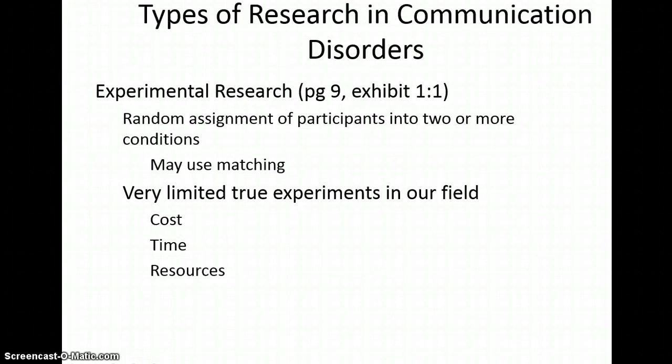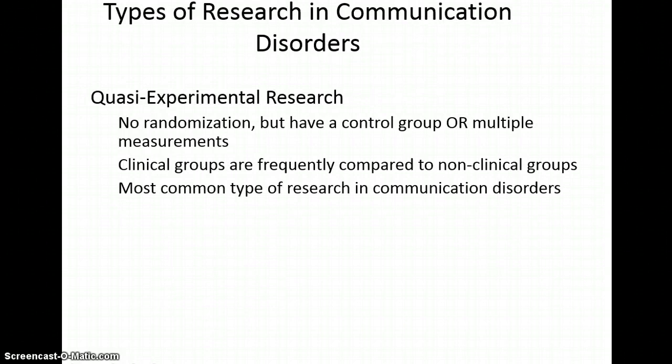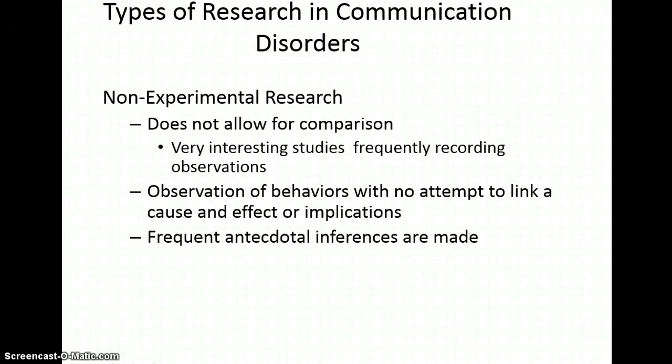Research can also be described as experimental, with random assignment of participants or matching 2 groups, but they are done in a limited way. Quasi-experimental research is much more common. No randomization, but you do have good control of the independent variables. Non-experimental research is done often to try and investigate intervention approaches for very small specific types of populations, such as children who are deaf with autism.